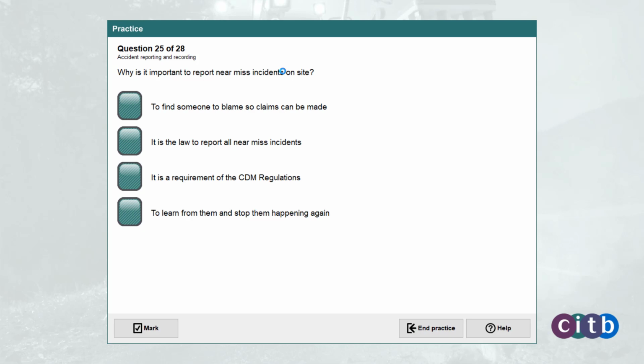Why is it important to report near-miss incidents on site? To find someone to blame so claims can be made. It is the law to report all near-miss incidents. It is a requirement of the CDM regulations. To learn from them and stop them happening again.